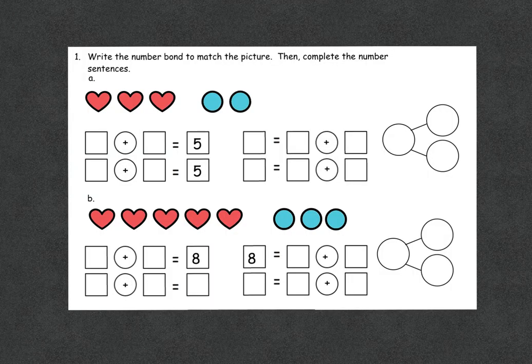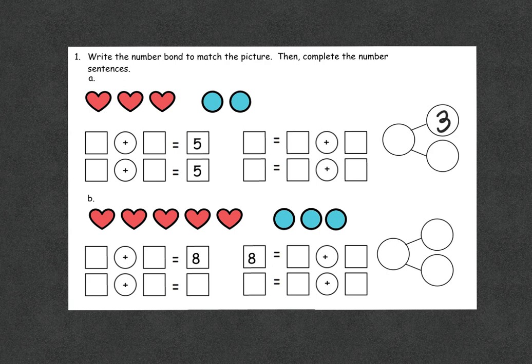Let's work through this one together, using what we know about number bonds, addition, and equal signs. We will write a number bond to match the picture, then complete the number sentences. Let's go. Let's start by counting the items in the picture. First, we have to count the hearts. 1, 2, 3.